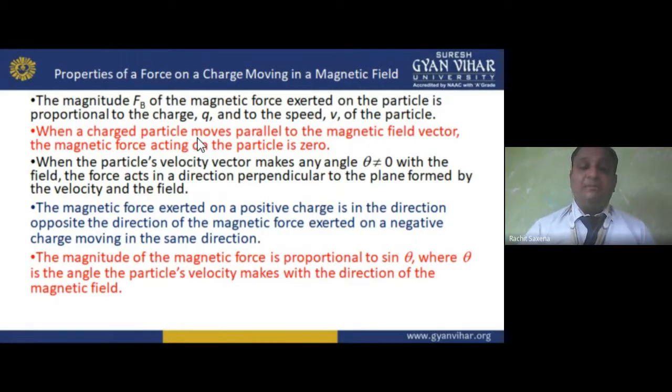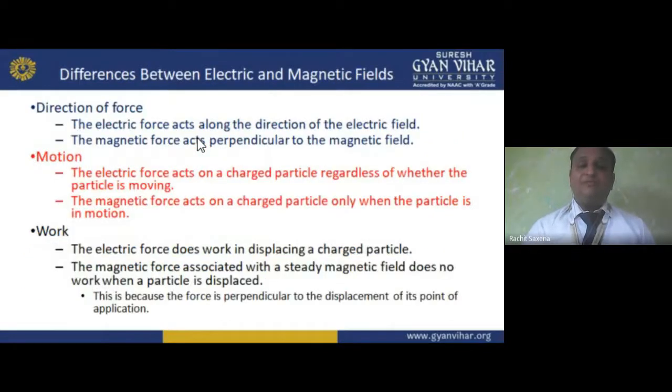So the magnitude of the magnetic force is proportional to sine theta, where theta is the angle between the velocity and the field. So F equals q v sine theta, where theta is the angle the particle's velocity makes with the direction of the magnetic field. I hope you understand now.